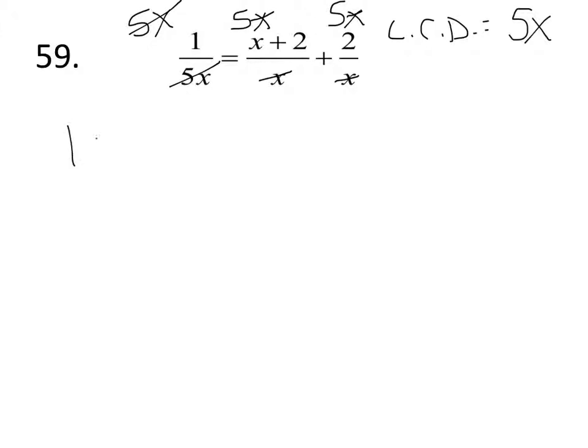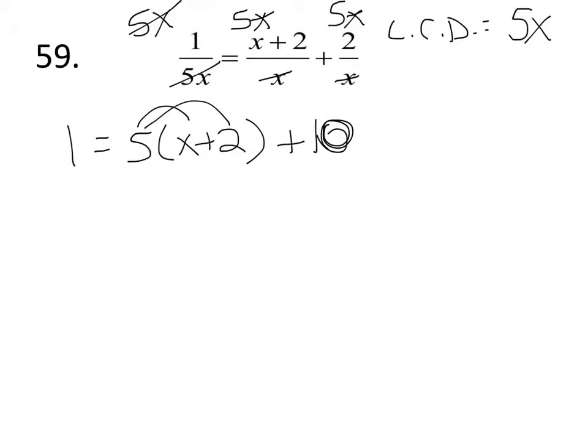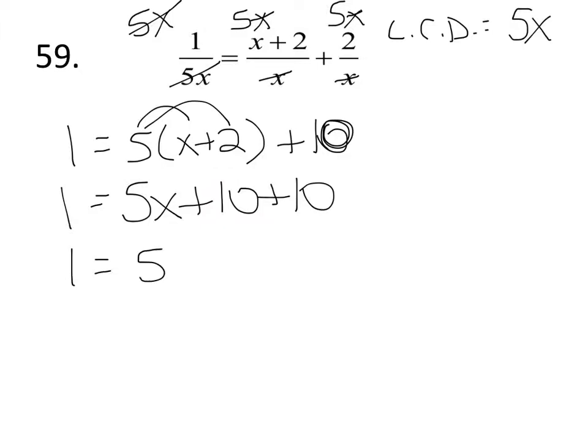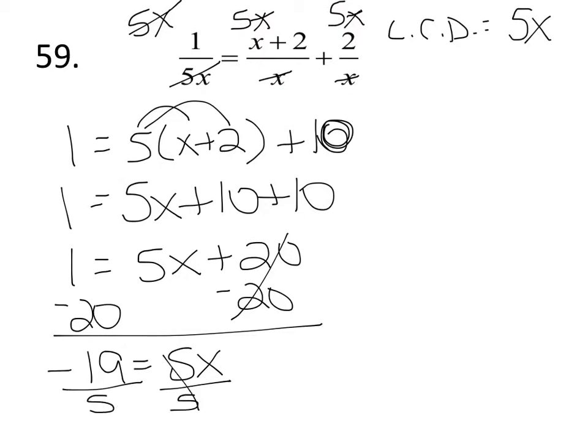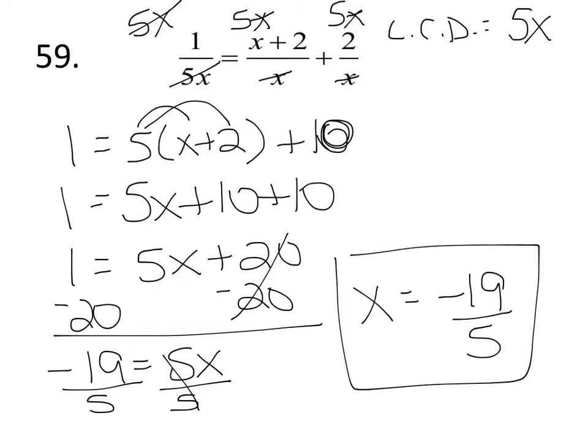Here, it's just a 1. Here, it's 5 times x plus 2. Don't forget your parentheses. And here, it's 5 times 2, which is 10. Distribute the 5. Combine like terms. And now just solve for x. Divide both sides by 5, and you get x equals negative 19 over 5. And that's it.